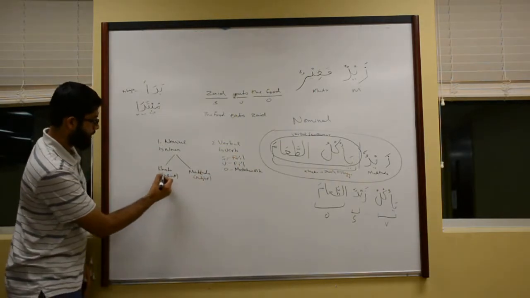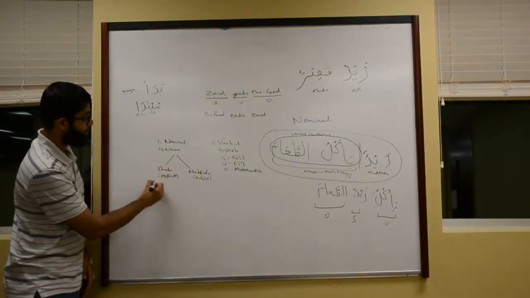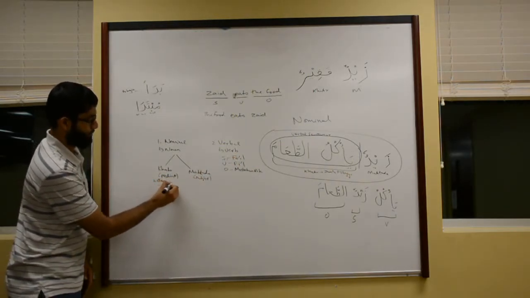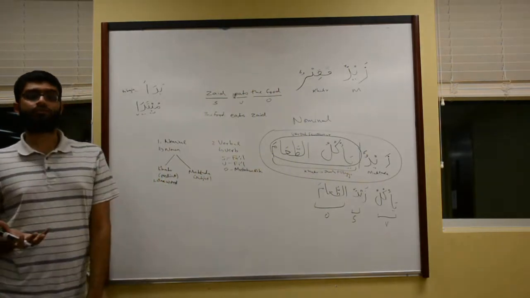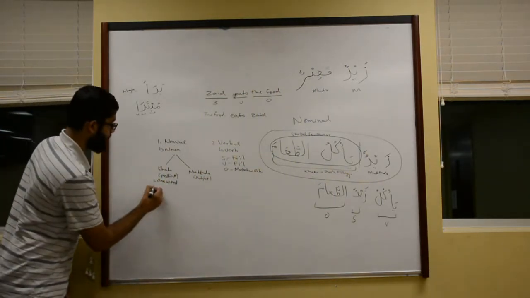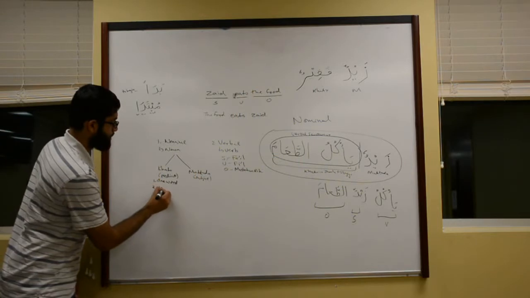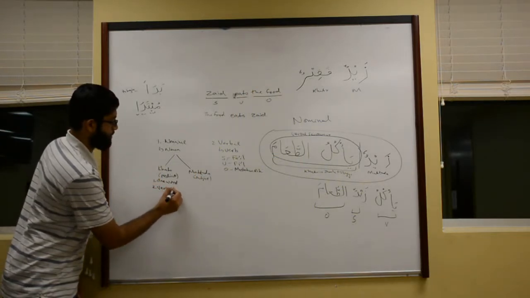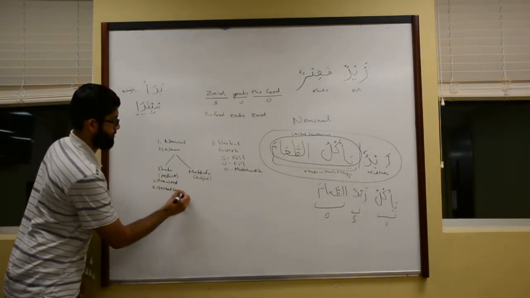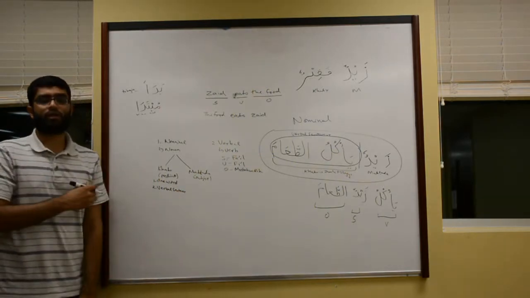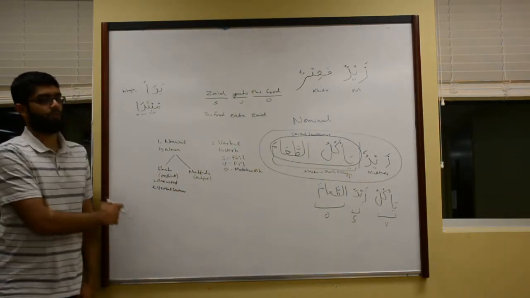Let's make a list here. The khabar can be one word, like faqirun. It can be a verbal sentence. Okay, and then we're going to list all the other things that a khabar can be.